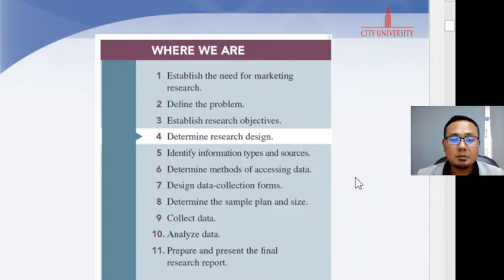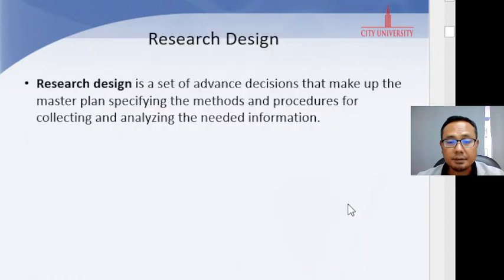Now we are at the step of determining what kind of research design we will use. After that, we will identify information types and sources, determine the method of accessing data, design the data collection forms, determine the sample plan and size, collect the data, analyze the data, and prepare and present the final research report. I hope you can get some idea about where we are right now in discussing research design.